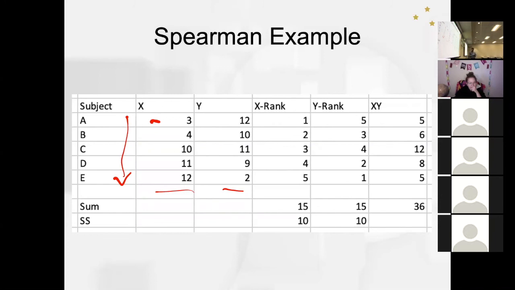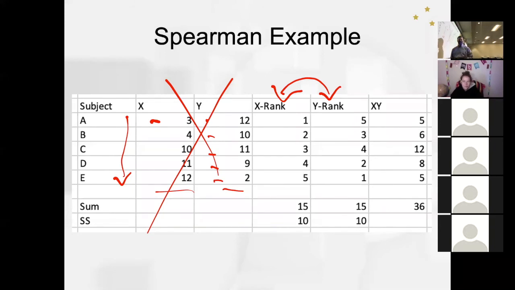You can see for the Y rank, we give the smallest value again a 1, give the second smallest a 2, give the third smallest a 3, fourth smallest a 4, fifth smallest a 5. So once we do that, we then essentially just discard this original data and rely only on the X and Y ranked data. And when we do that, we just carry out that Pearson correlation, but with this X rank and Y rank. Questions about that?